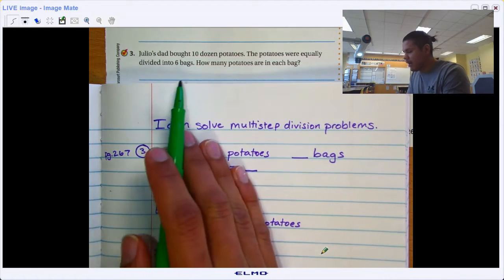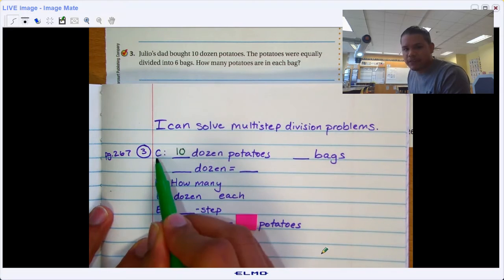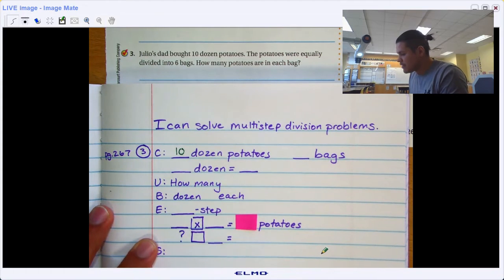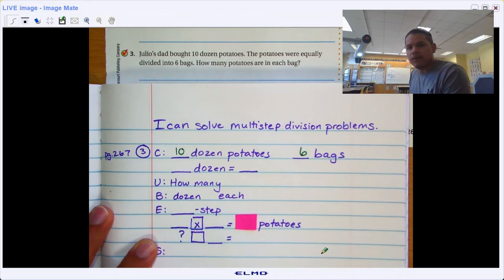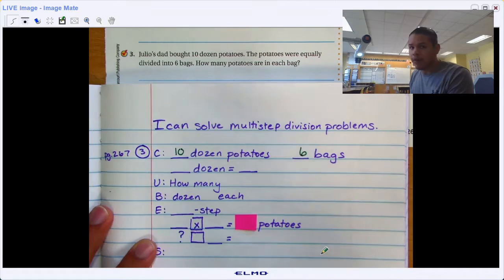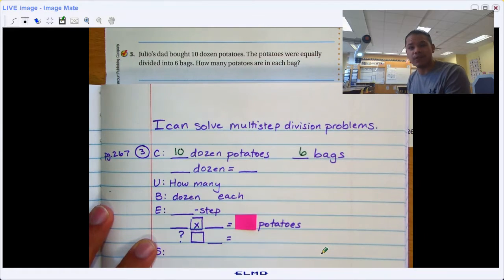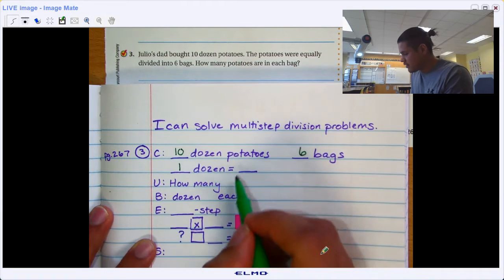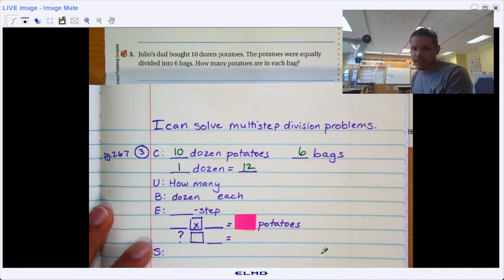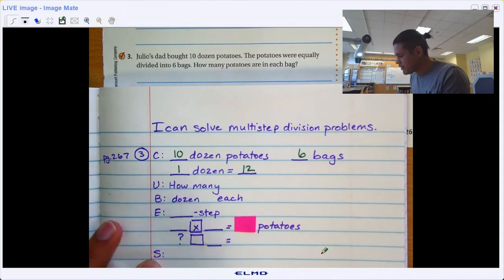So Julio's dad bought 10 dozen potatoes. I know that's an important number that I need to circle, okay? The potatoes were equally divided into 6 bags. Now, there's another word here that maybe you don't know, dozen. Have you ever gone to the donut shop and ordered a dozen donuts? How many donuts do you get? Well, one dozen is equal to 12, okay? Not a baker's dozen, just a regular dozen, okay? The question reads, how many potatoes are in each bag?